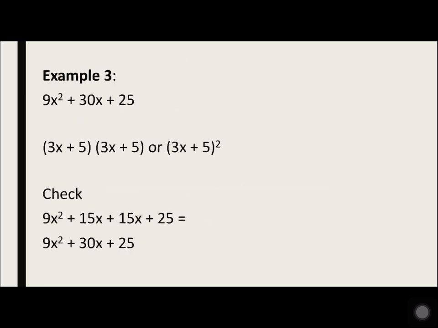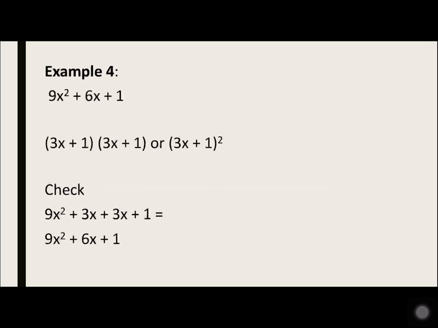Example 3, 9x squared plus 30x plus 25. Break down the 9x squared into 3x times 3x. Break down the 25 into 5 times 5. Everything's positive, so we have plus, plus. So that can also be called 3x plus 5 squared. Check, FOIL. First, 3x times 3x, 9x squared. Outside, 3x times 5, 15x. Inside, 5 times 3x, 15x. Last, 5 times 5, 25. Add up our like terms. 15x plus 15x is 30x.